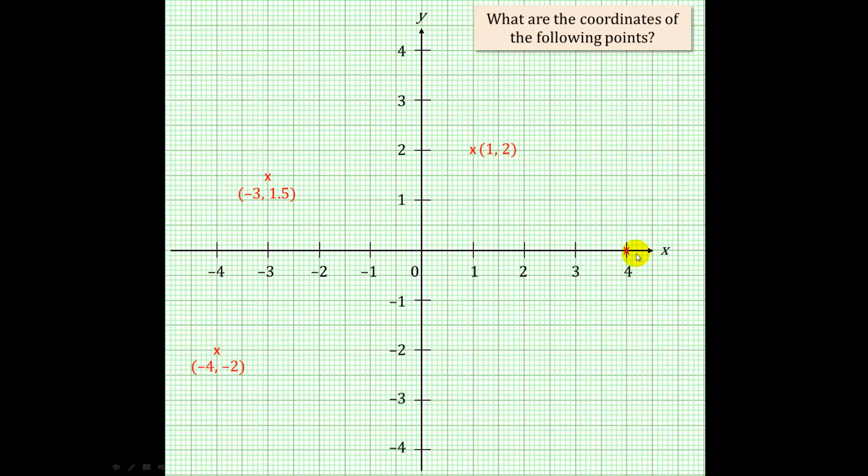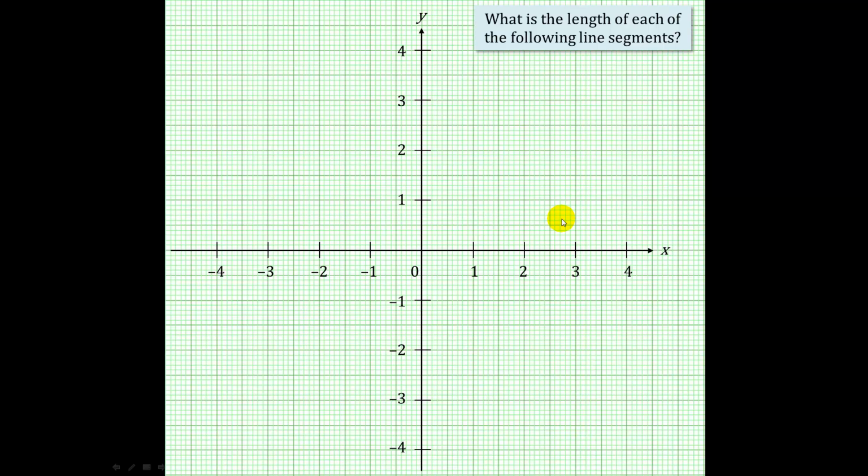What about this point on the x-axis? Is it 4, 0 or 0, 4? Yes, we will always read the x-axis first, and hence it is 4, 0. And finally, what is this coordinate here? Yes, it is 0, -2.